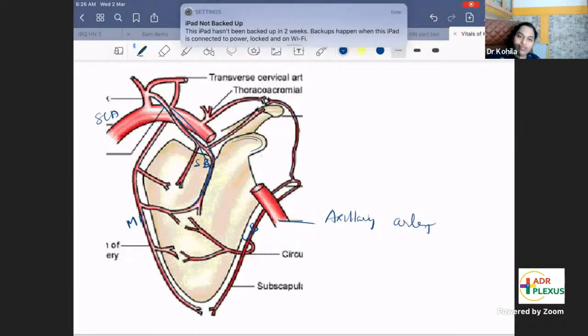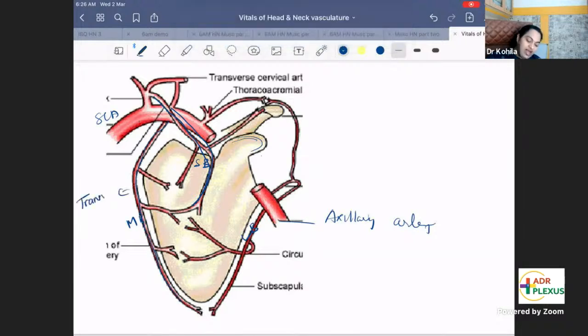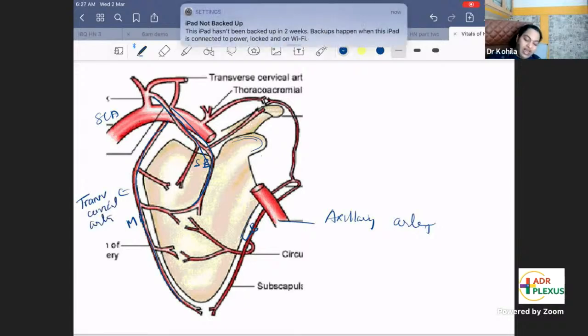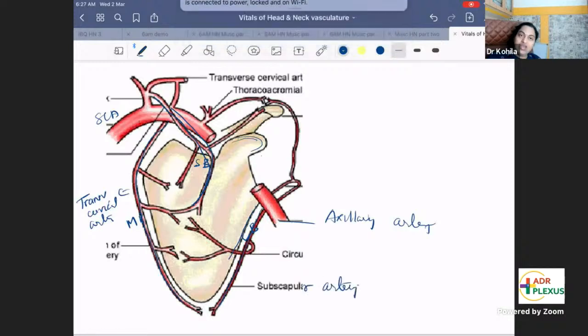the suprascapular artery. Okay. The artery running along the medial border of the scapula is the transverse cervical artery. Okay. The artery running along the lateral border is from the axillary artery. This is the largest branch of the axillary artery, the subscapular artery. This subscapular artery will give rise to the circumflex scapular artery.